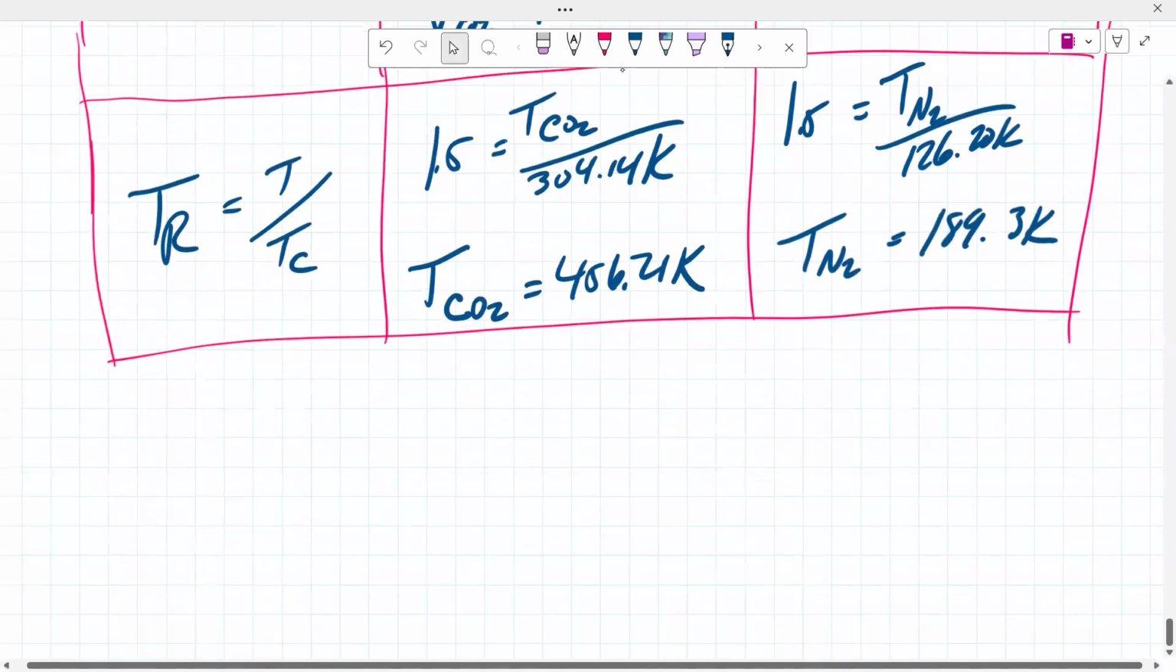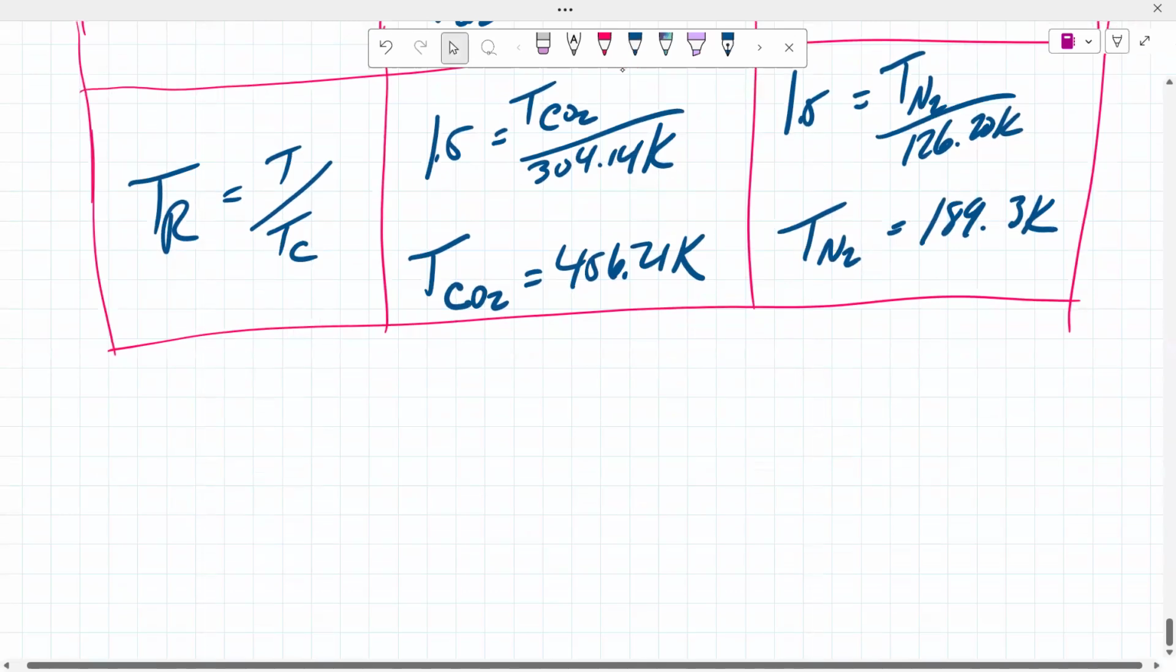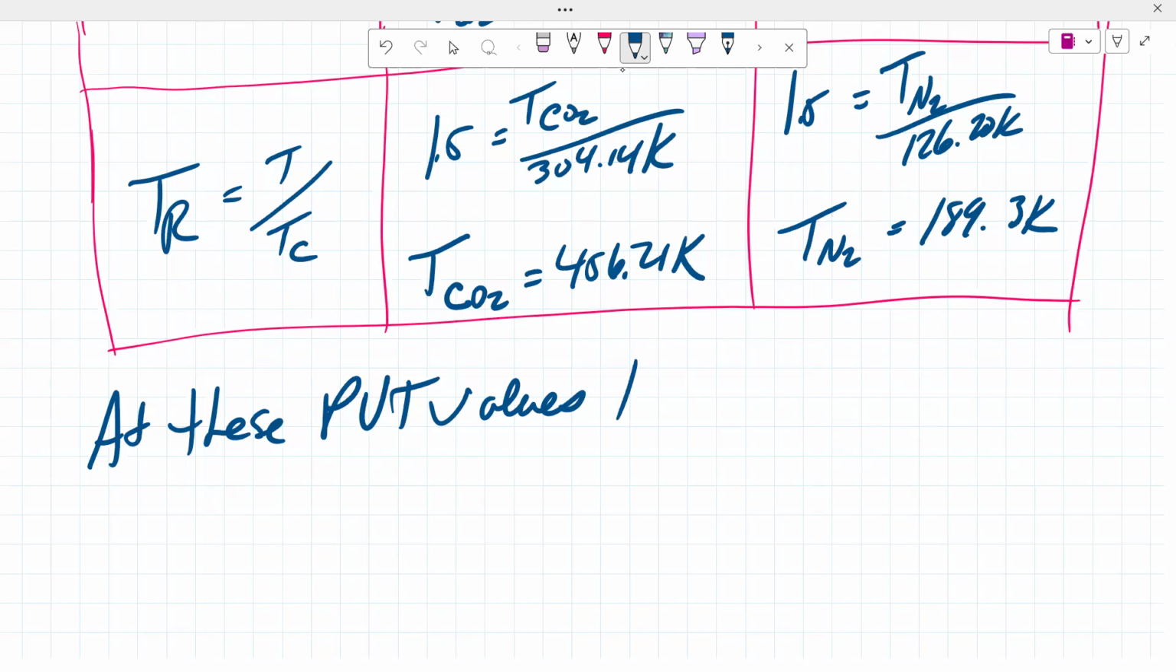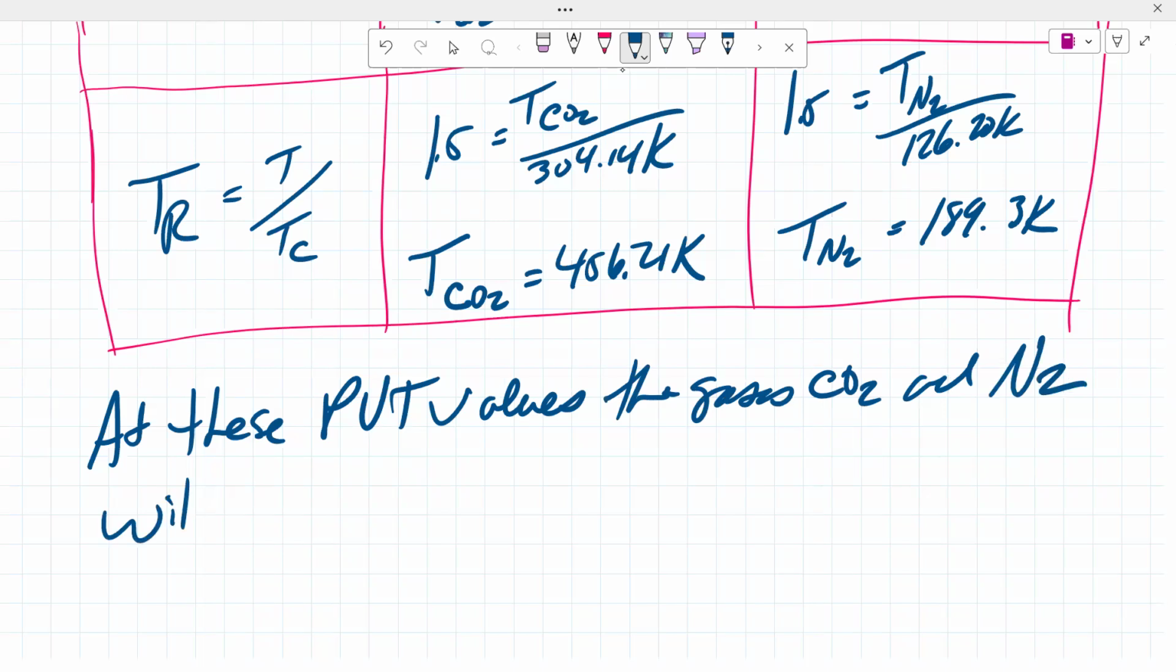So, in other words, at these P, V, T values, the gases CO2 and N2 will behave the same. These are their corresponding conditions.